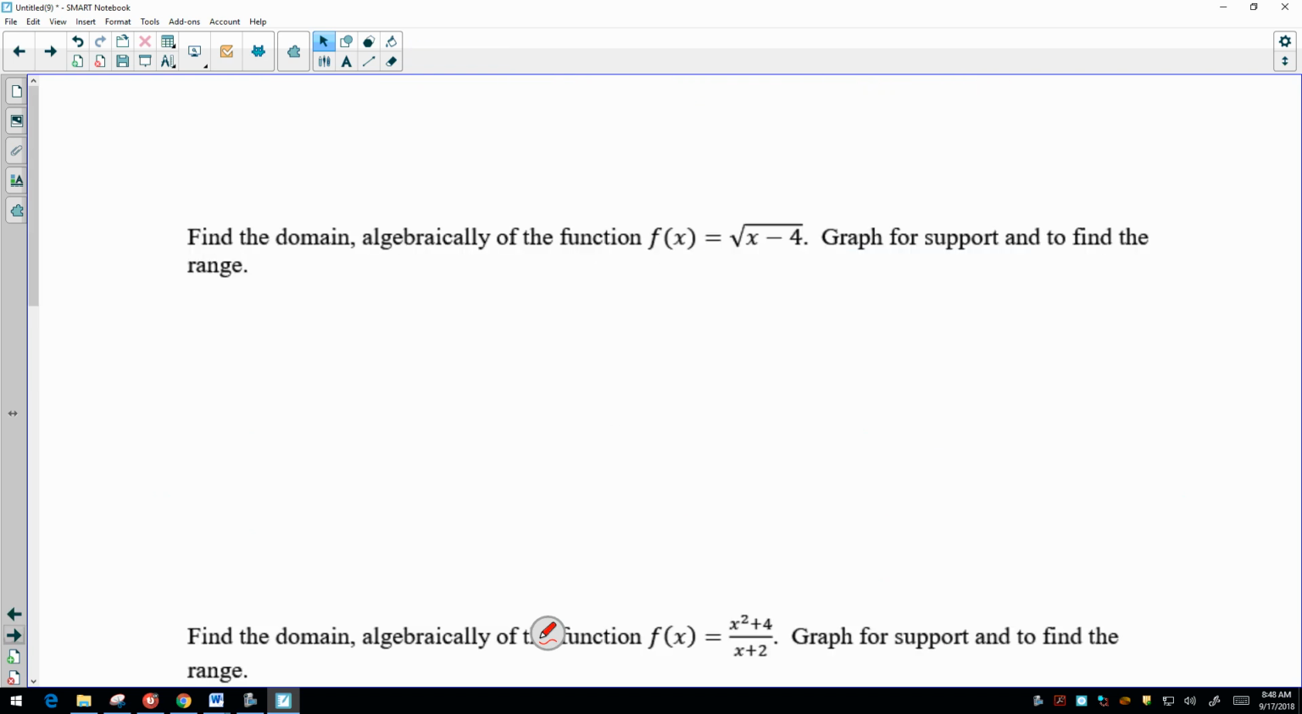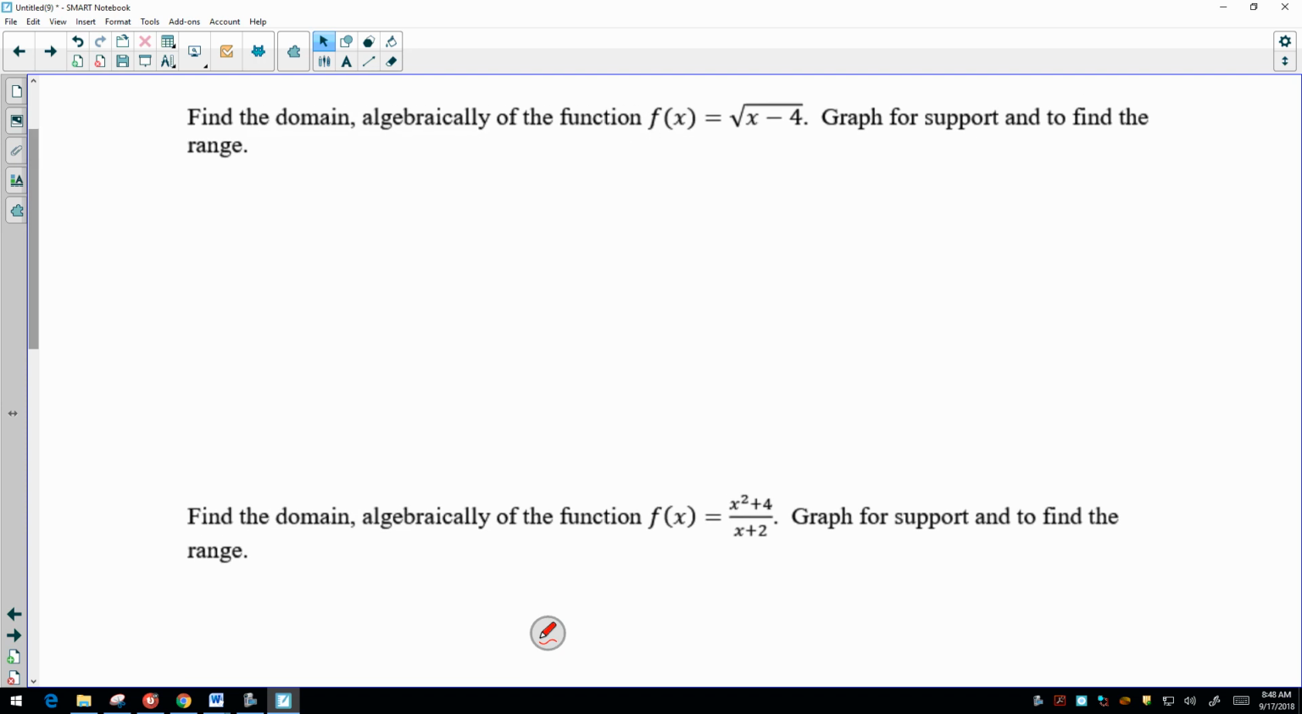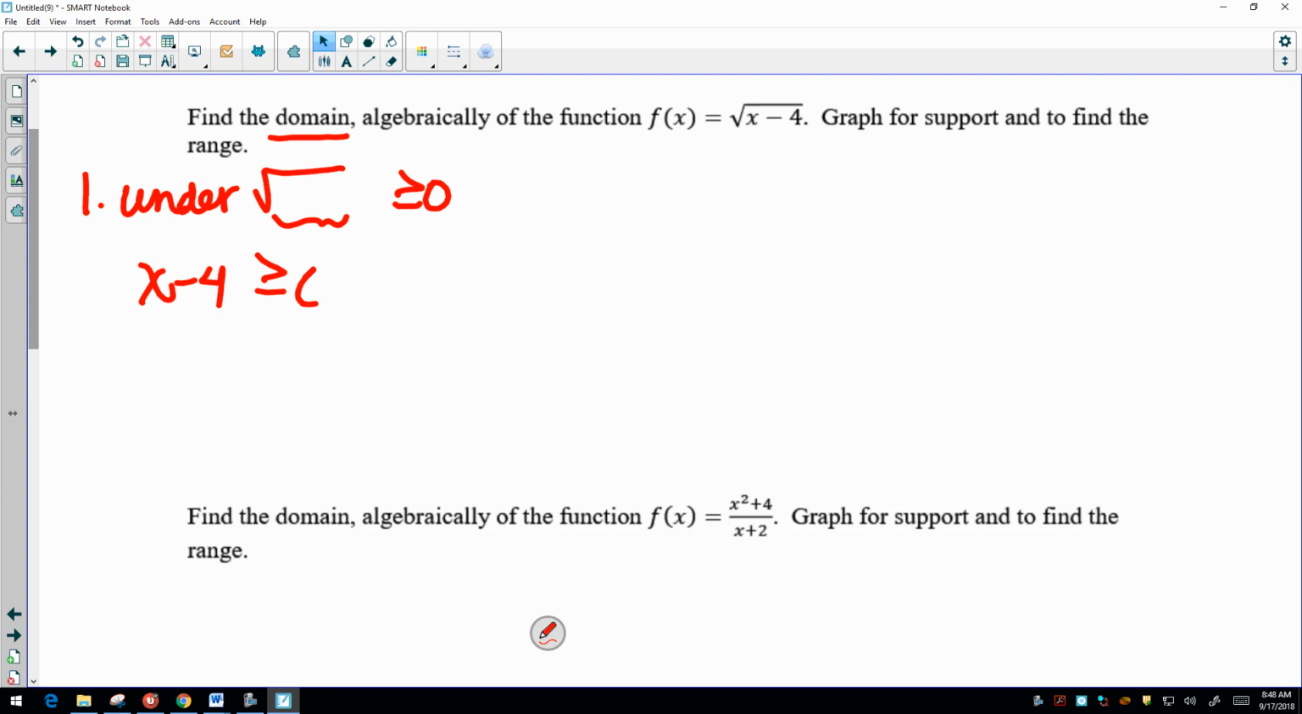Okay, so now if we need to take a look and find the domain, one algebraically, we'll check it graphically, and then we're also going to check it for the range. So when looking at domain, there are 2 places that you can have restrictions. One restriction is going to be under a square root, and that's what we have here. And we know that any value under the square root has to be greater than or equal to 0. So to start this problem off, I would take the value under that square root and set it so that it has to be greater than or equal to 0.